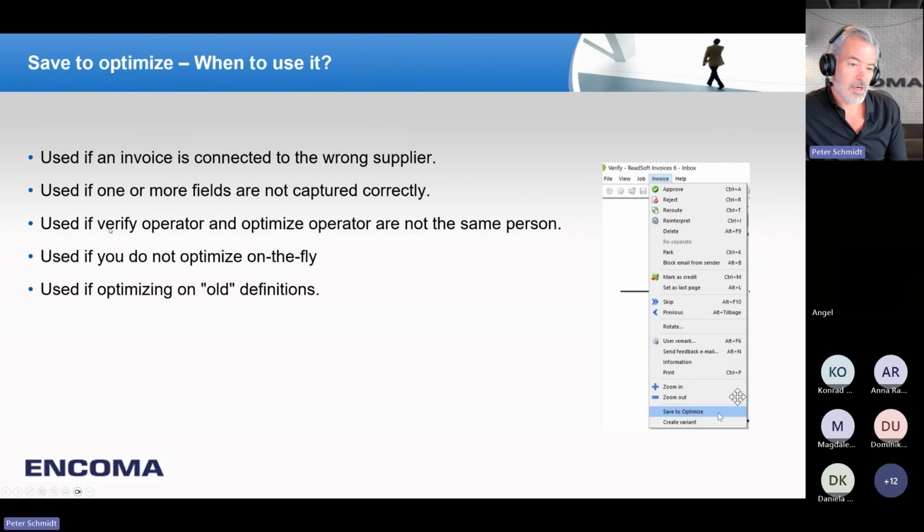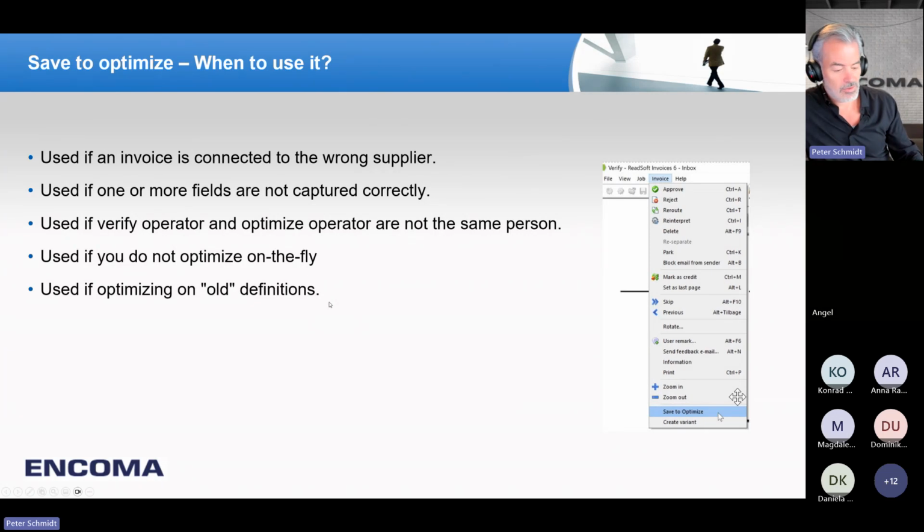You should also use it if the verify operator is not the same as the optimize operator. And the reason for that is when you save to optimize, it's like putting a post-it note on the invoice saying that I would like you to do this and that on this invoice. And again, if you don't optimize on the fly, but only maybe do it once a week or every 14 days, something like that, then you can accumulate all the definitions you would like to look at when you have the time.